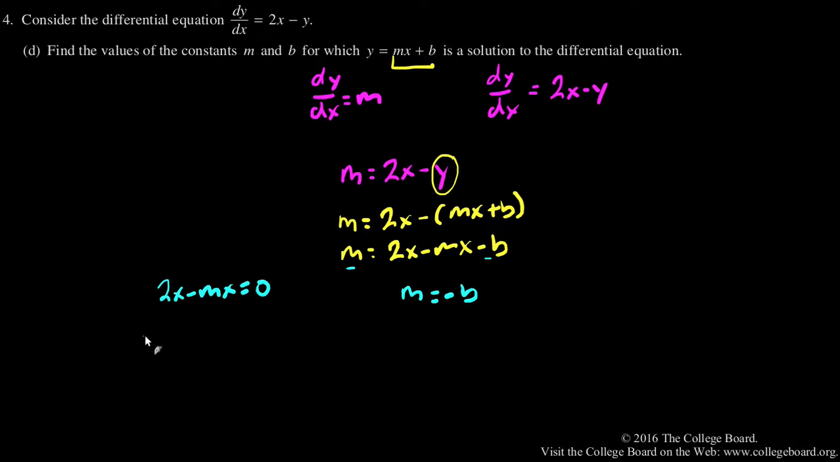Solving this for m, we can factor out x, get 2 minus m equals 0, and this tells me that m must equal 2. And over here, if m is 2, and m is equal to negative b, that means that b has to equal negative 2.